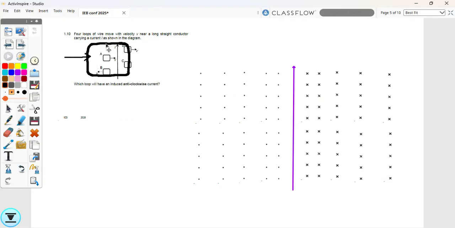So if I'm doing A, as I'm moving into my magnetic field, the dots are increasing. And here's where I think we overcomplicate it. Keep the language simple, because I can't just say the dots are increasing, but it is the dots that are increasing. So it's the magnetic field that's coming towards me out of the page.